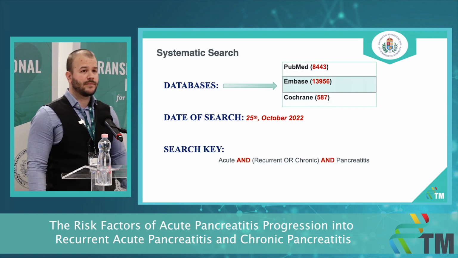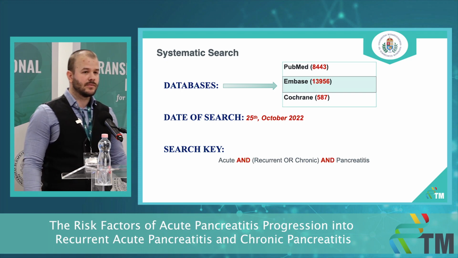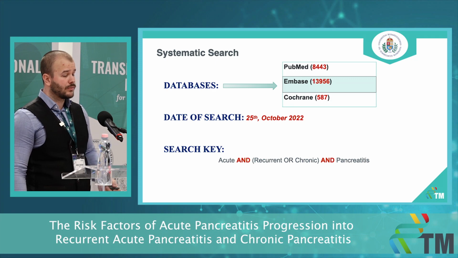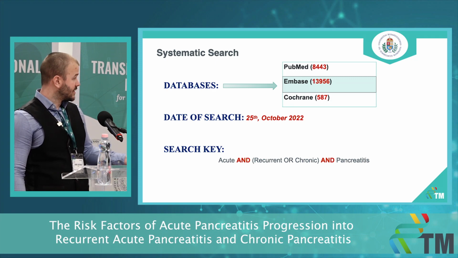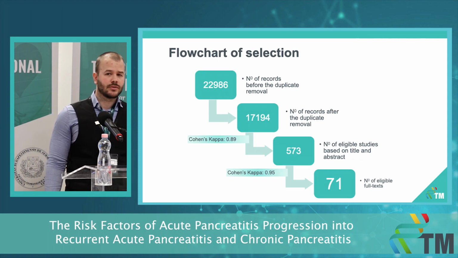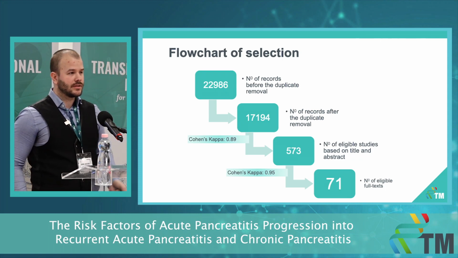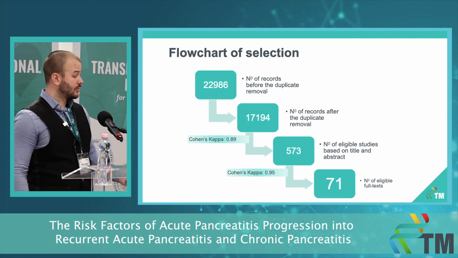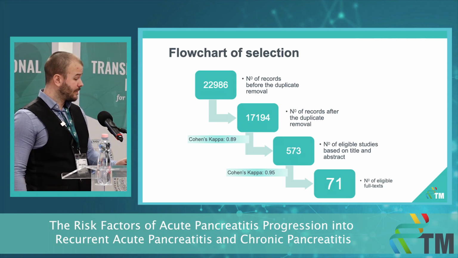To achieve our goal, we have done a systematic search in three major databases: PubMed, Embase, and Cochrane Library, on the 25th of October 2022 using this search key. Here you can see the flowchart for selection. Out of 23,000 articles, we included 71 in the quantitative synthesis after the title, abstract, and full text selection.